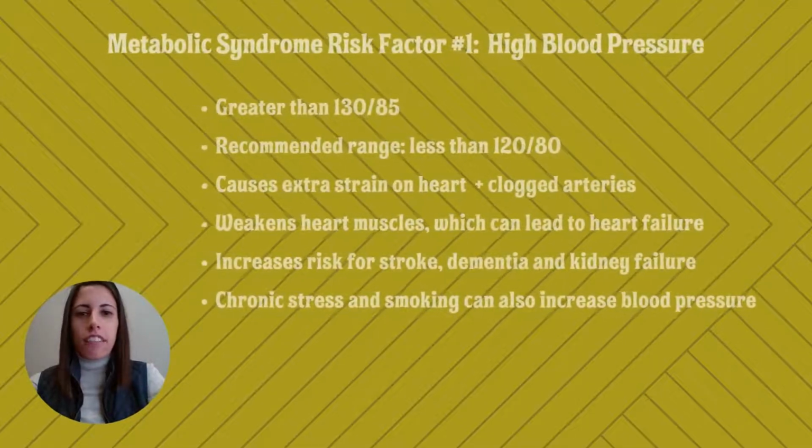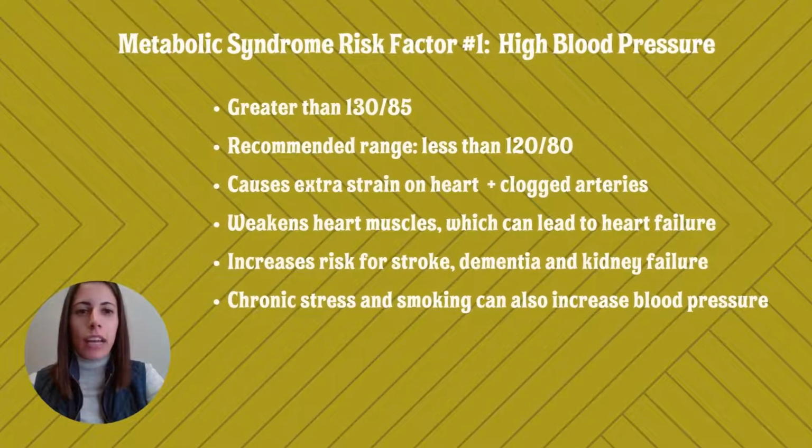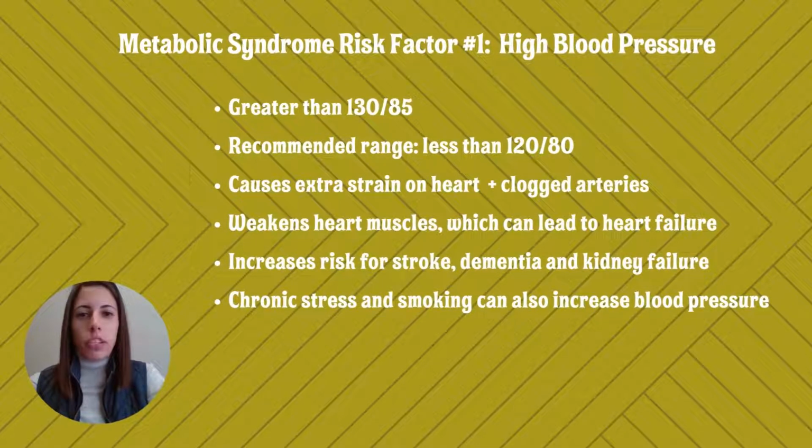All right, so moving on to that first metabolic syndrome risk factor of high blood pressure. Like I mentioned earlier, if your resting blood pressure is greater than 130/85, this is a metabolic syndrome risk factor. The recommended range for a healthy blood pressure is less than 120/80. If your blood pressure is high, this can cause extra strain on your heart and clogged arteries, which can weaken your heart muscle and lead to heart failure. And this ultimately increases your risk for stroke, dementia, and kidney failure.